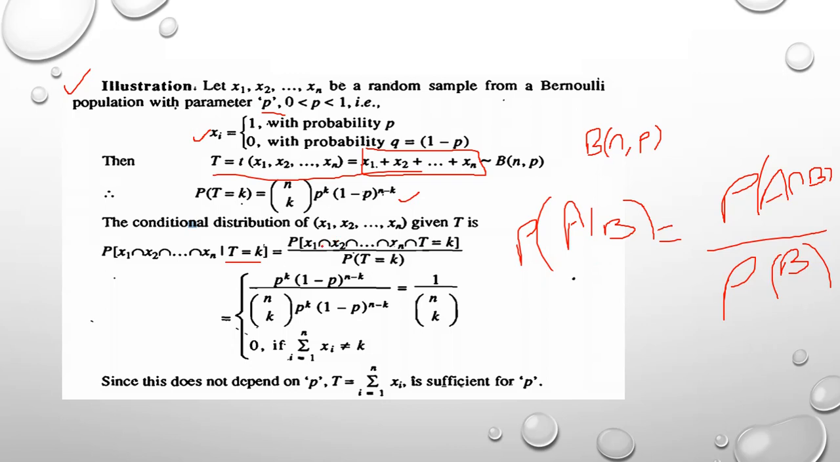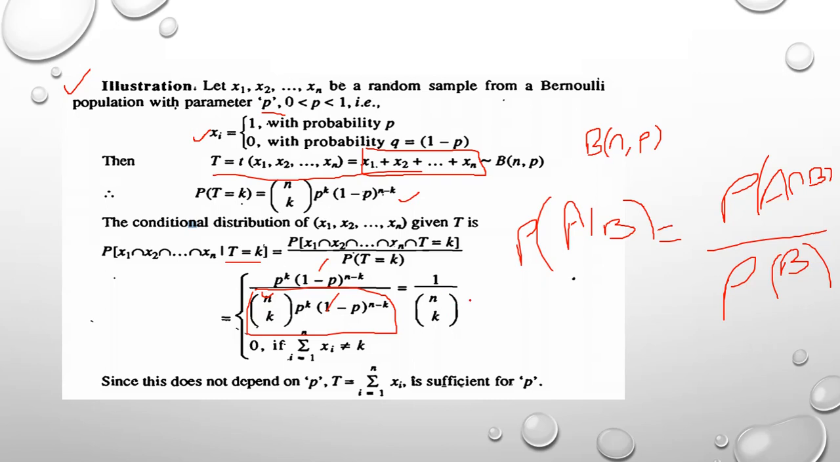See here, x1 up to xn intersection T equal to k. Now the intersection of x1, x2 and so on xn, finally you get p^k into (1 minus p)^(n minus k). Here this is the intersection part. nCk is not the intersection part, so I am taking this as the non-intersection part. When you dissolve it, this cancels, and finally you get 1 upon nCk.